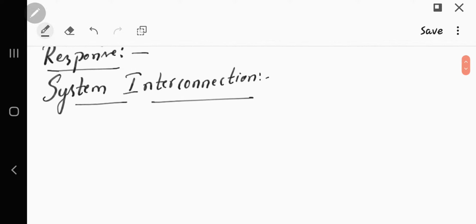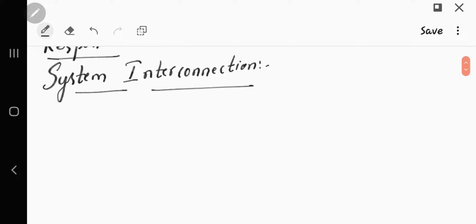Okay, so system interconnection means the LTI systems will be connected in series and parallel, and we'll go through what property the LTI system will possess by writing the equivalent system for that, and then we'll derive it, that is, the proof of that. Okay, so first let's take the LTI system in parallel connection.